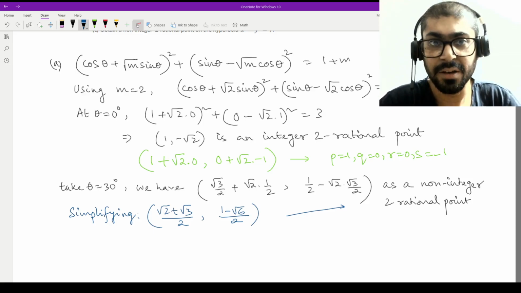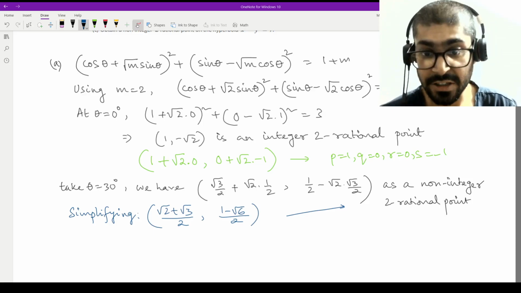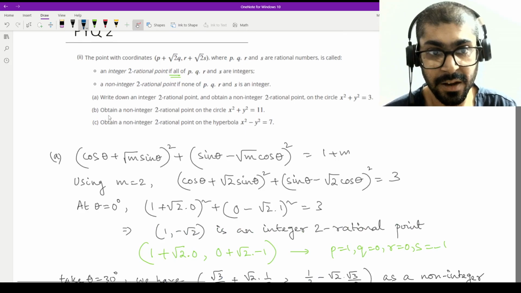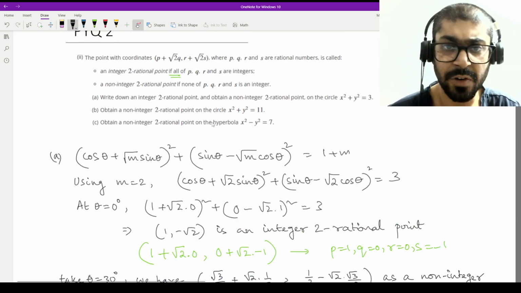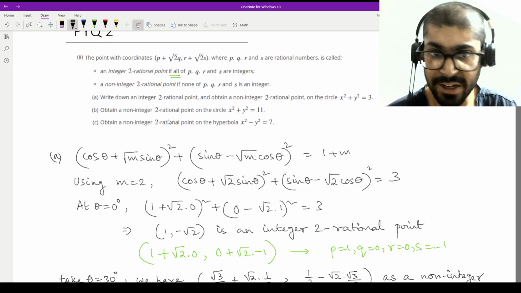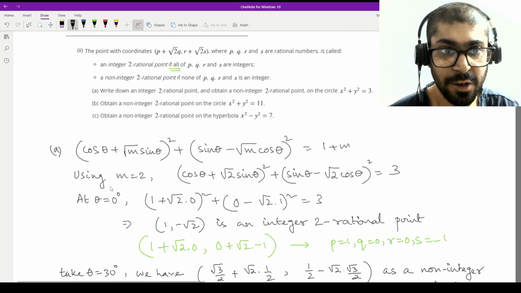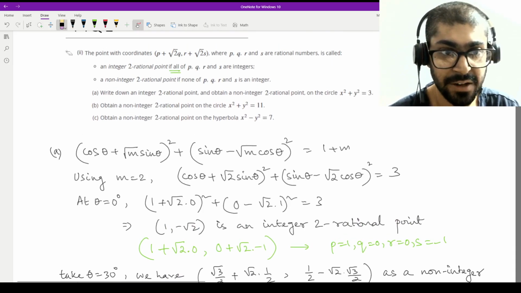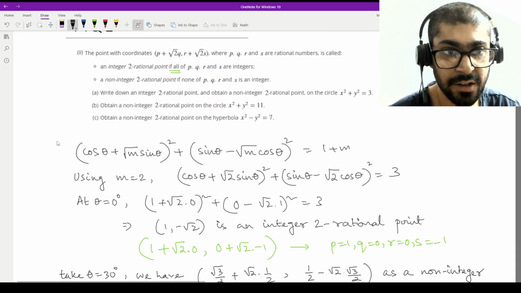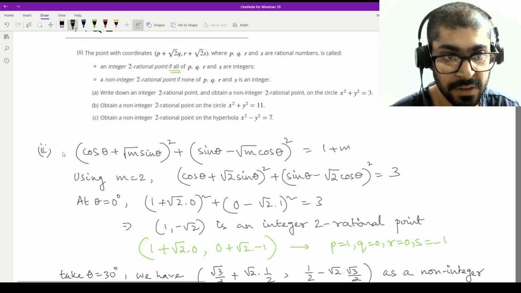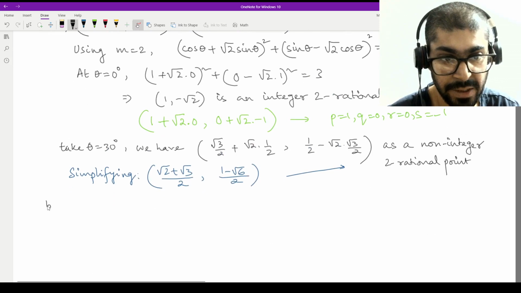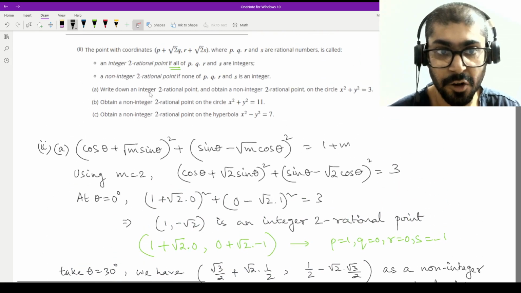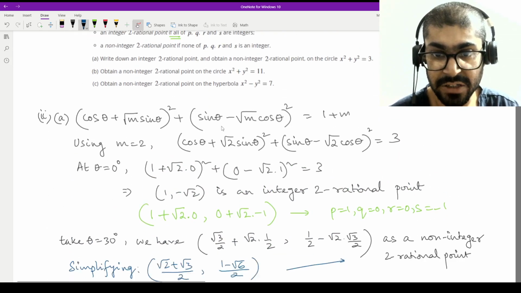Okay, second part. For the second part, we have to obtain a non-integer two rational point to the circle. Now they have changed the circle to be x square plus y square equal to 11, and we do not need an integer value. We can just directly go into the non-integer values. The marking here is not correct, so this will be part 2 subpart A, and this is now subpart B. Obtain a non-integer two rational point.